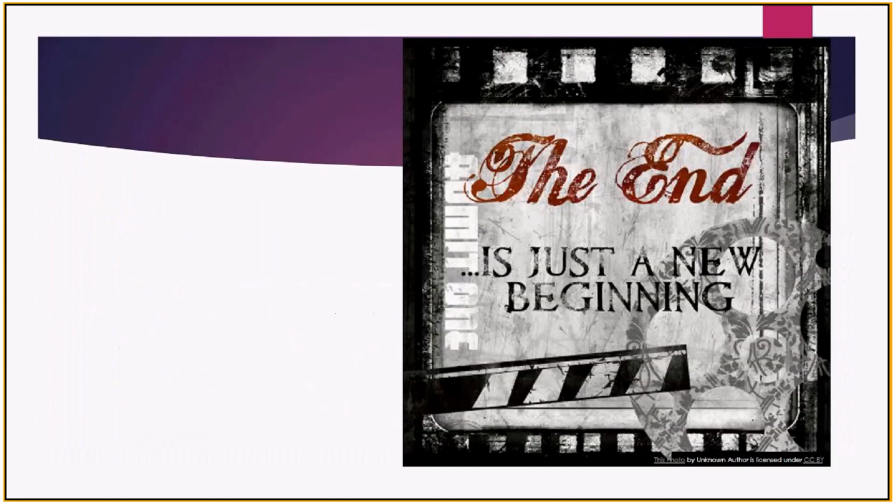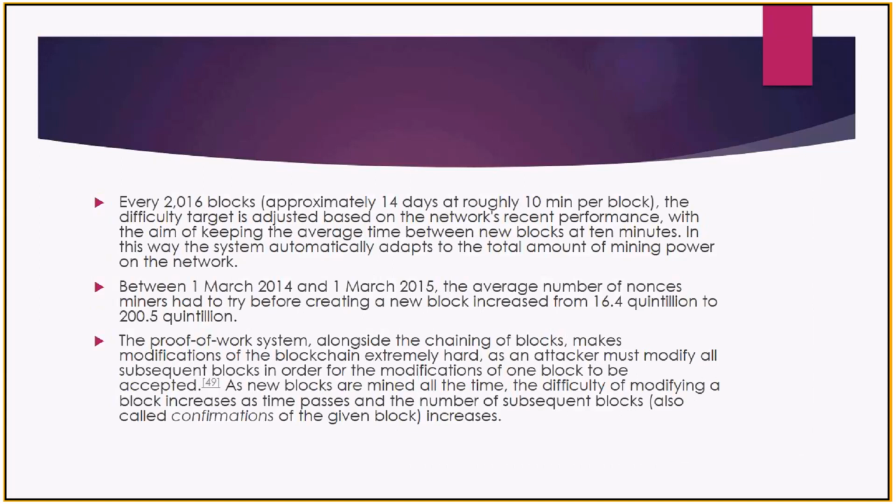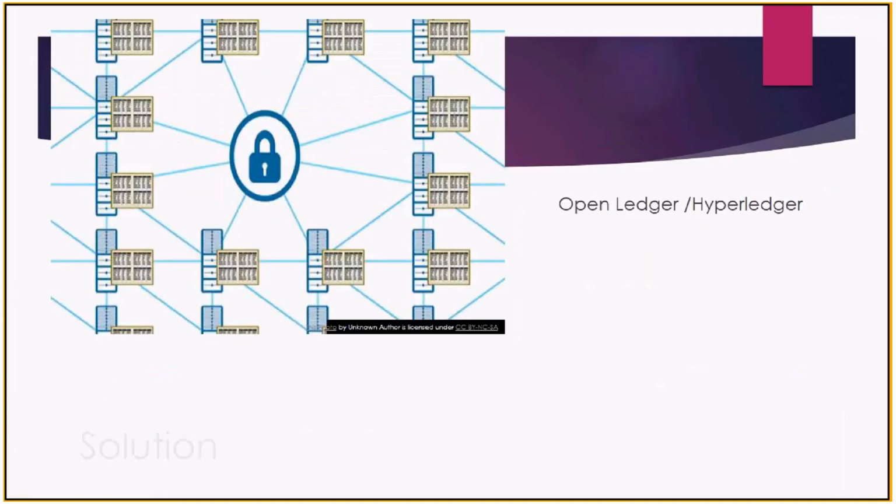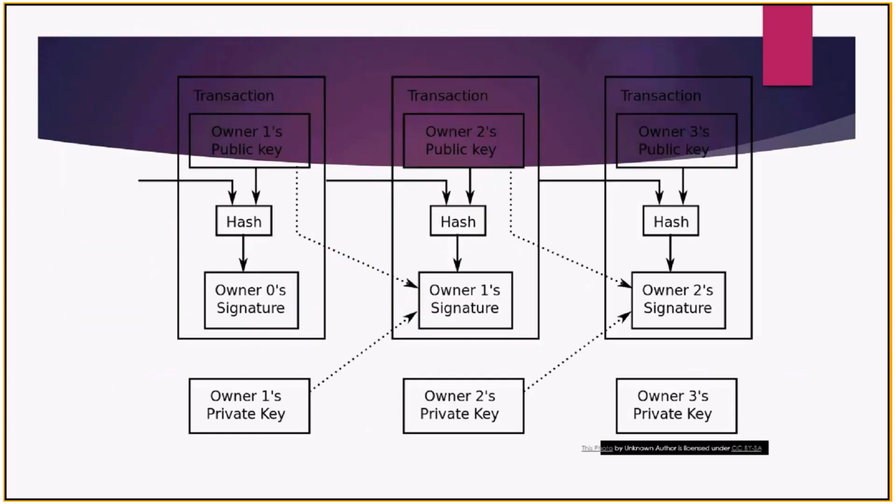My question is still unanswered. What is your question again? Regarding the same slide which you were referring. Okay, let's come here. So in this, the first transaction is saying owner zero's signature. So who is this owner zero, and why will we authorize or believe this owner zero?